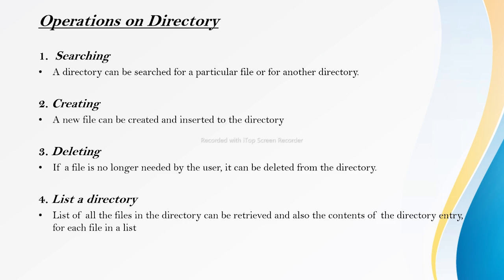Fourth is listing a directory. In listing a directory, all the files in the directory can be retrieved, and also the contents of the directory entry for each file in the list. To read the list of all the files in the directory, it must be opened, and after reading, the directory must be closed to free up the internal table space.